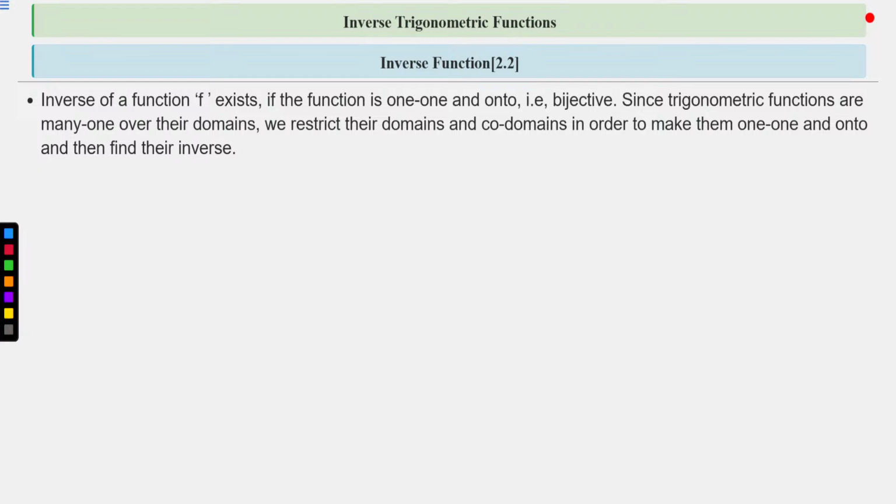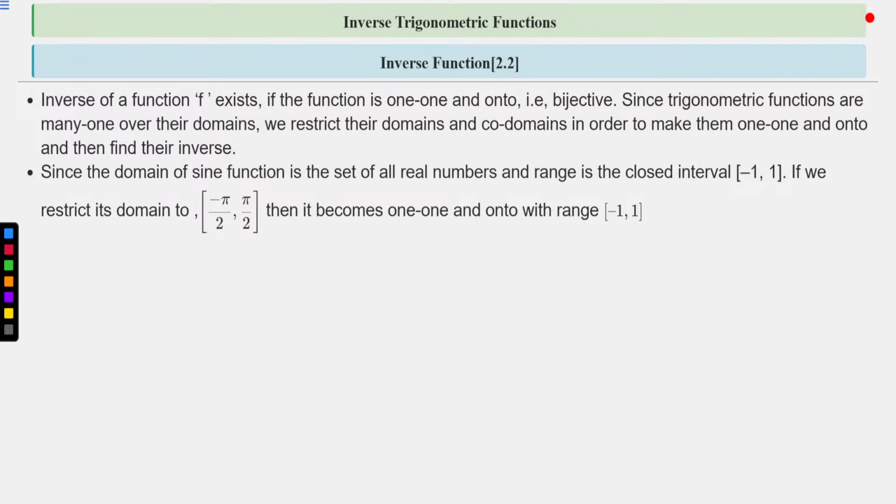Now, the inverse of a function f exists if the function is one-one and onto, that is bijective, right? For a function's inverse to exist, the function must be both one-one and onto. Since trigonometric functions are many-one over their domains, we restrict the domain and codomain in order to make them one-one and onto, and then find their inverse, right?